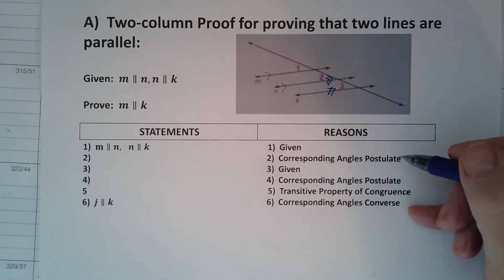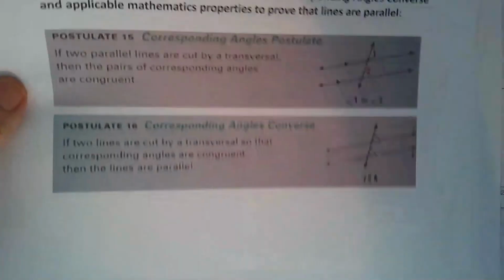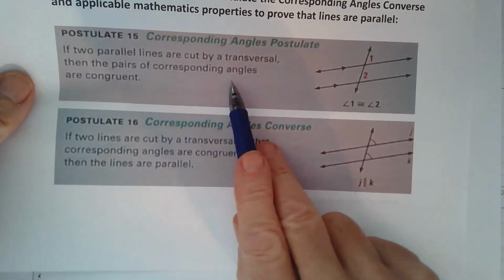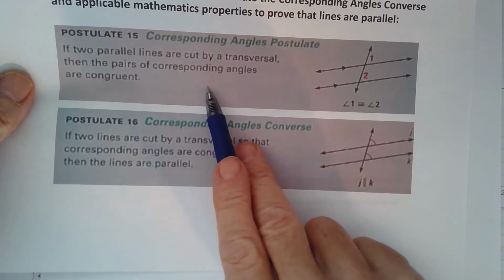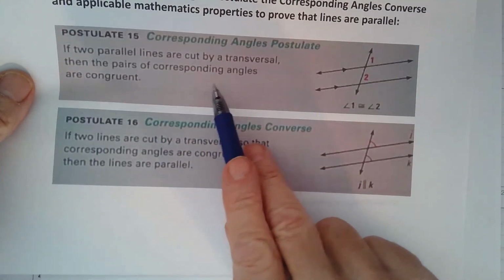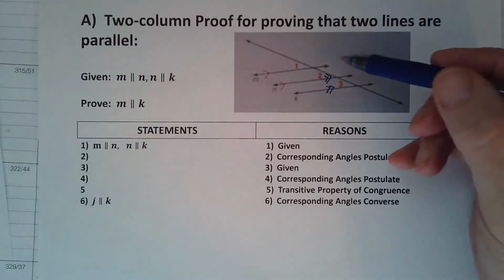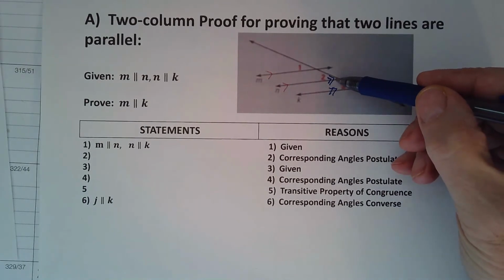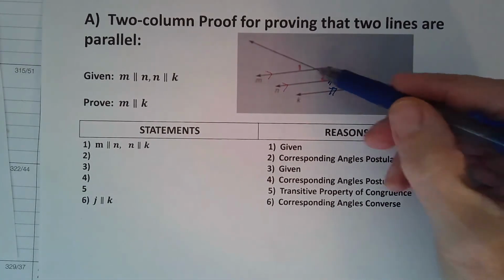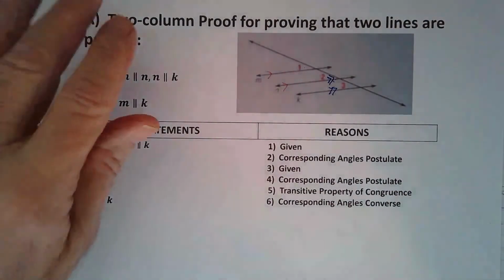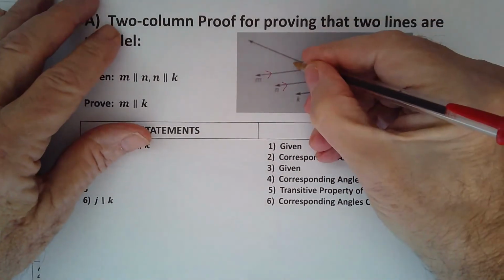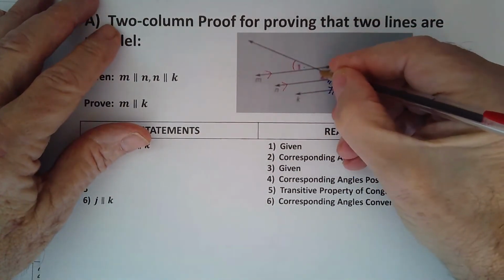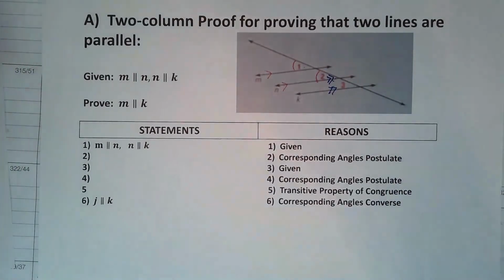So here it is. If 2 lines are cut by a transversal, then the pairs of corresponding angles are congruent. All right, so we're talking about lines M and N. They're cut by a transversal. So that means that these corresponding angles 1 and 2 are congruent.